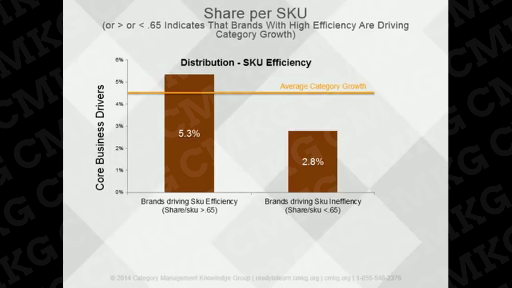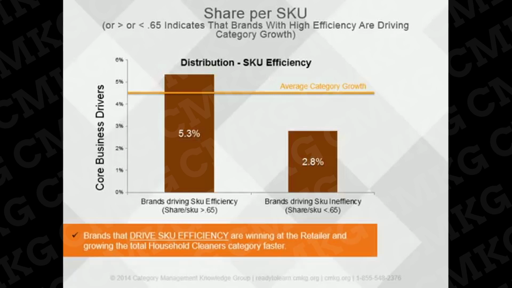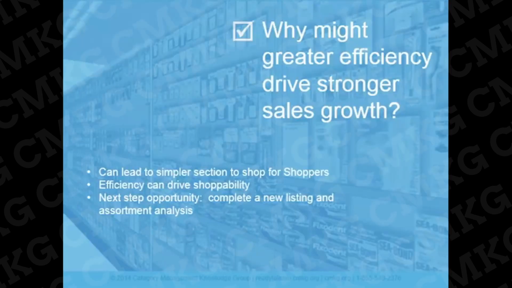So in this example, brands that drive SKU efficiency are winning at the retailer and growing the total category faster. A simpler, more targeted assortment can lead to a simpler section to shop for the consumer. If they can easily zero in on the product that they're looking for, they're more likely to purchase it. Are they able to see your new items stand out in the assortment, or are they lost in the crowd? In net, efficiency can drive shoppability.